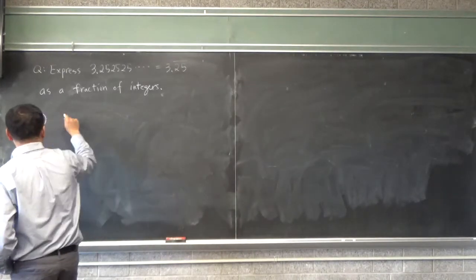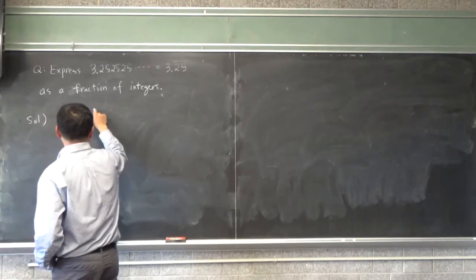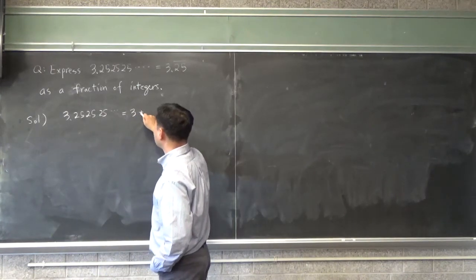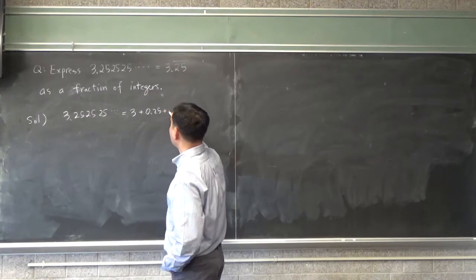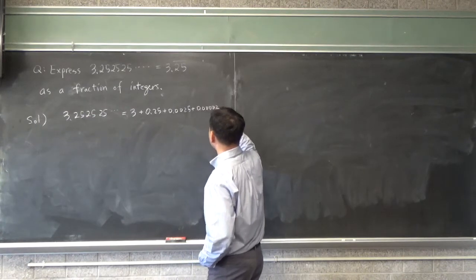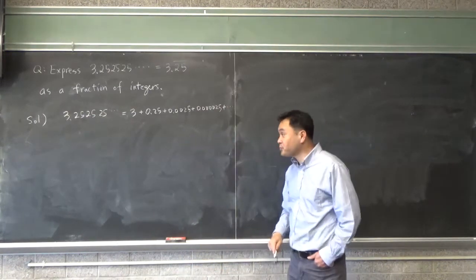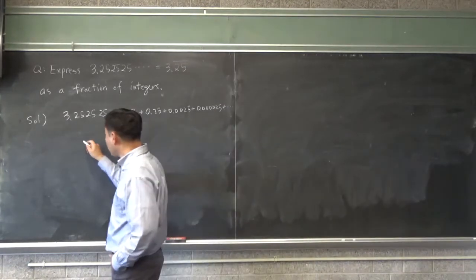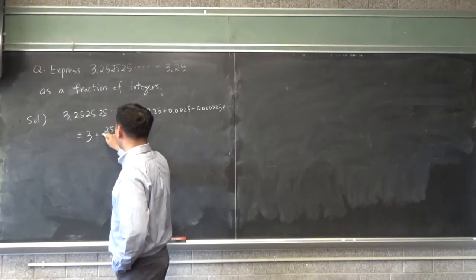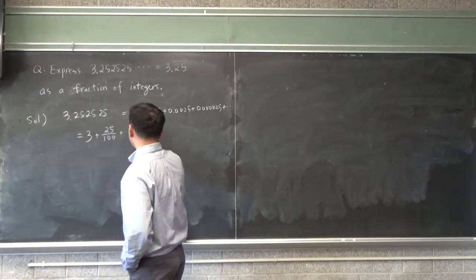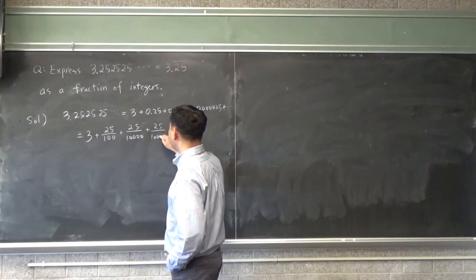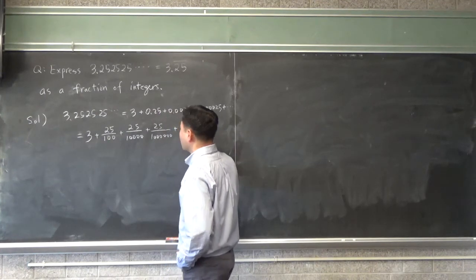Solution. You rewrite 3.25 bar as 3 plus 0.25 plus 0.0025 plus 0.000025 and so on and so on. And then you write these as fractions. So it's 3 plus 25 over 100 and 25 over 10,000, 25 over a million, so on and so on.